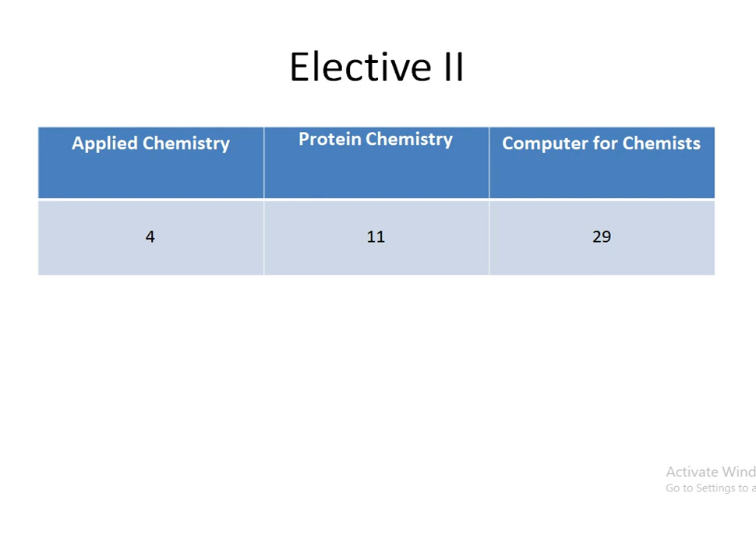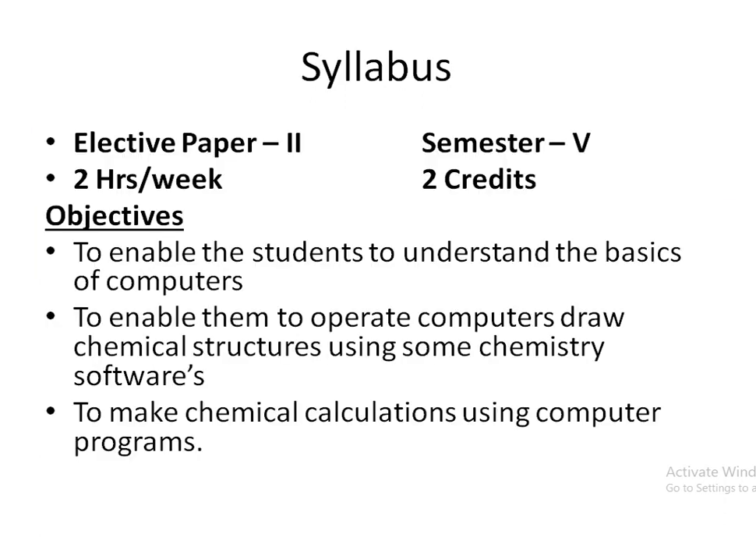Now, let us see the survey we conducted for this course, and this is the elective 2 survey. Exactly 29 students have selected computers for chemists for the forthcoming semester. Therefore, we offer computers for chemists as an elective 2 in the fifth semester.